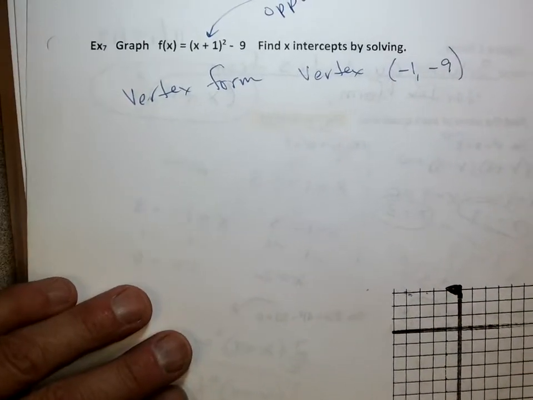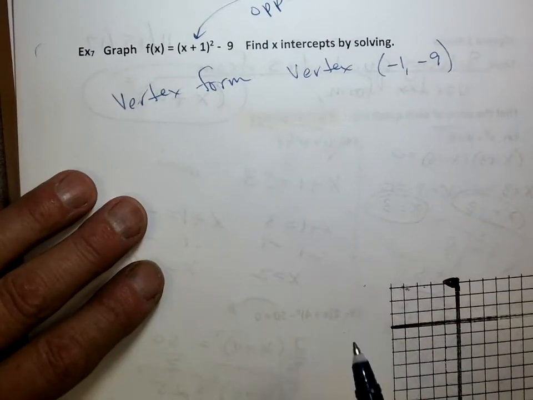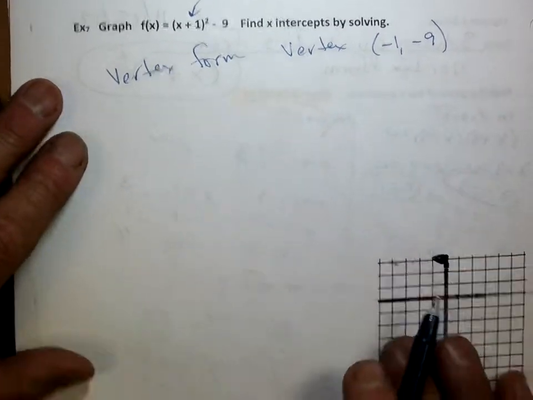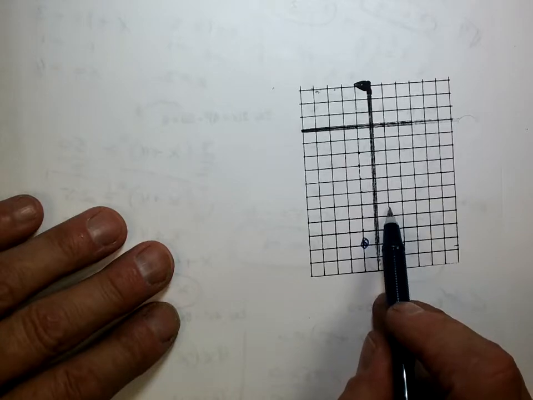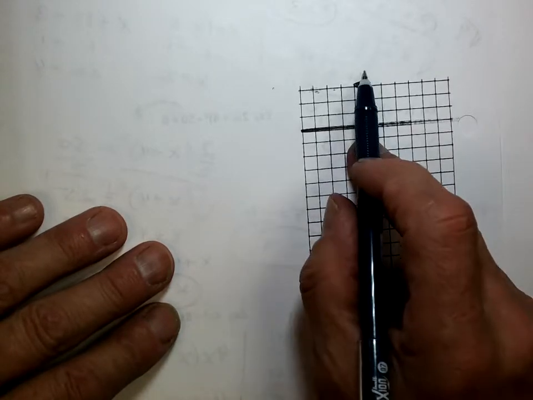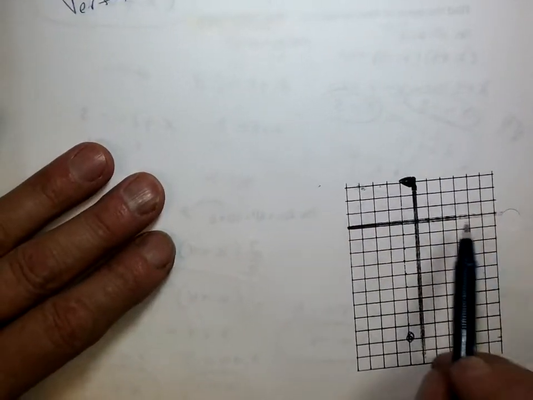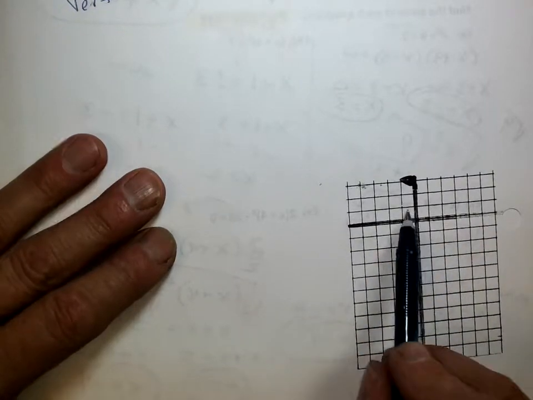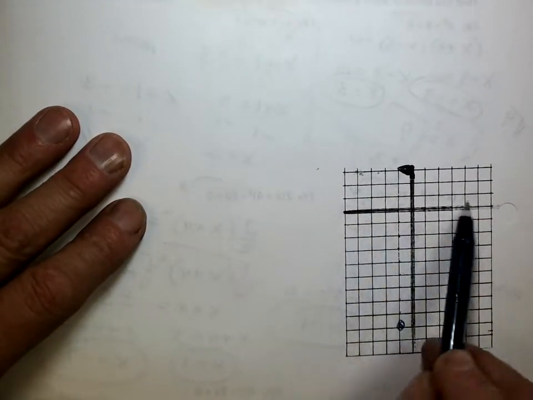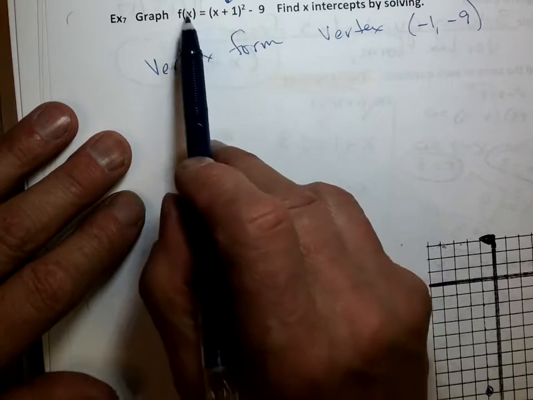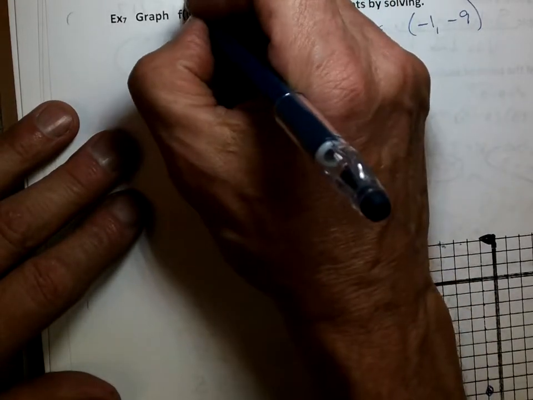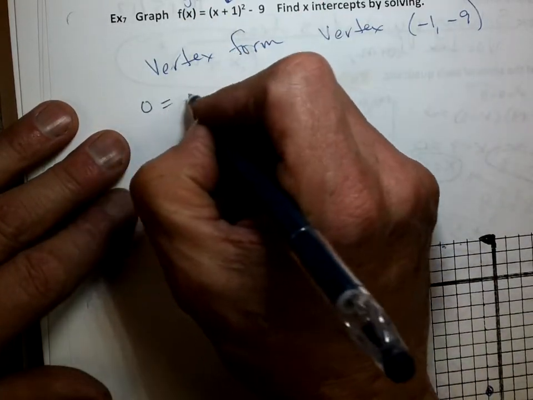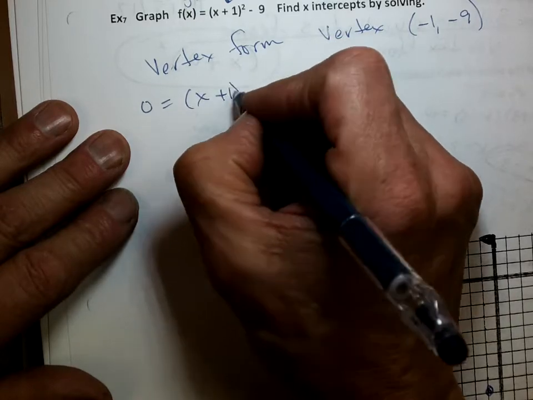Now, we also want to find the x-intercepts. Now, we could do it by our 1, 1, 2, 4, 3, 9, right? But I want to do it the other way, okay? I do know the x-intercepts is where y is 0. The x-intercepts is where y is 0. So let's set y equals 0. Remember, f of x and y are the same thing, right? So if I go 0 equals parentheses x plus 1.